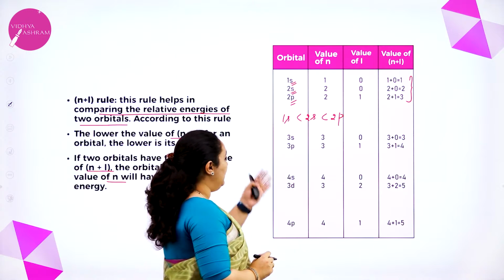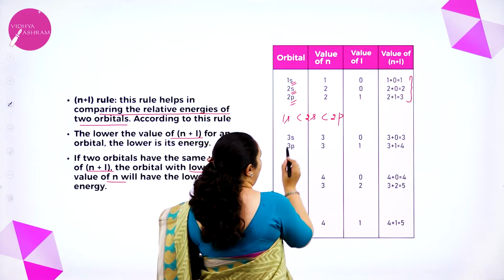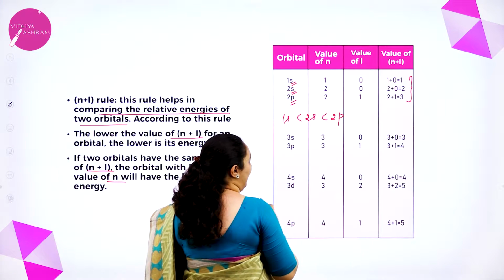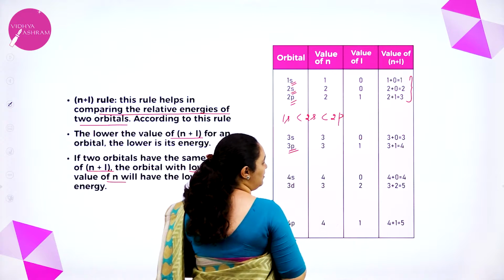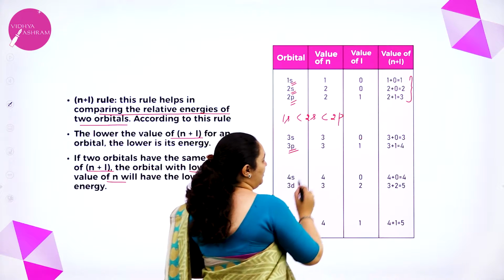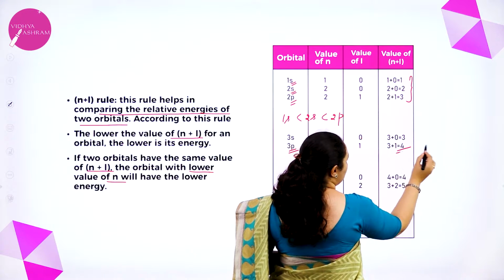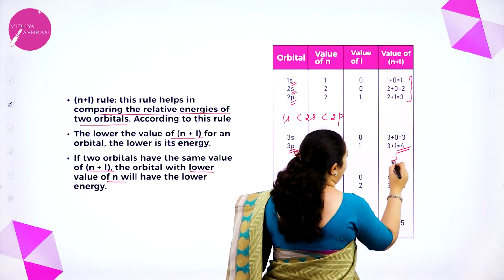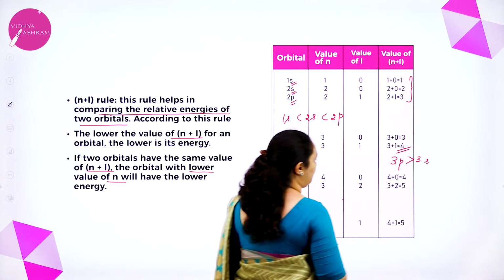We will next take the 3s and 3p orbitals. For 3s and 3p, the N value is 3 for both. For s the L value is 0, and for p the L value is 1. When you add up, you see here 3 plus 0 is 3, and 3 plus 1 is 4. So which has more energy? 3p has greater energy than 3s.